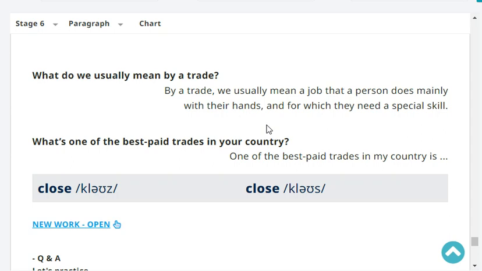By a trade, we usually mean a job that a person does mainly with their hands and for which they need a special skill. What's one of the best paid trades in your country? One of the best paid trades in my country is a builder. Very good.